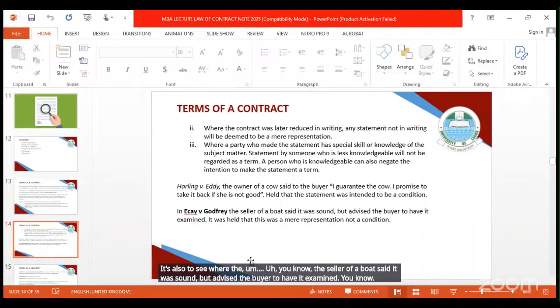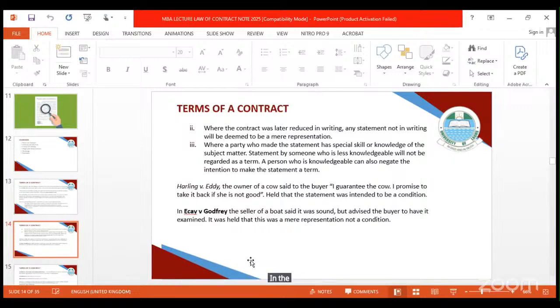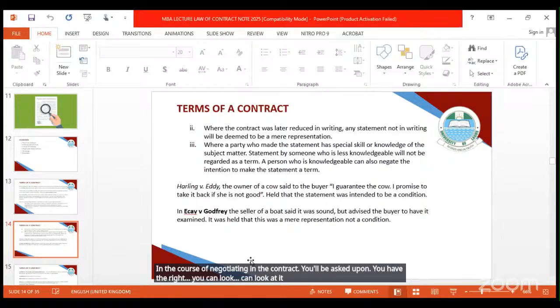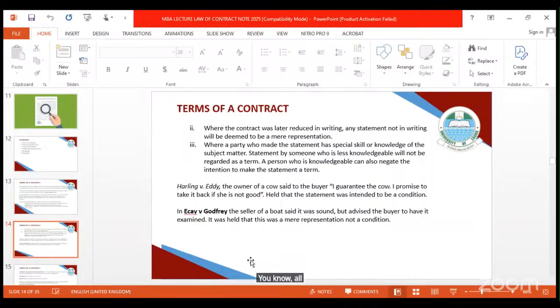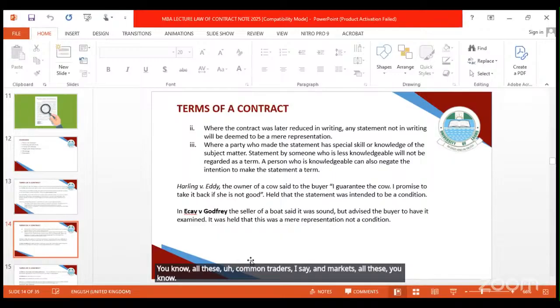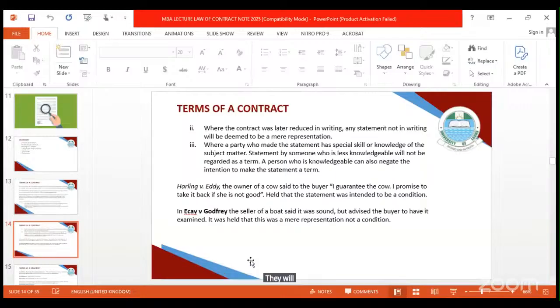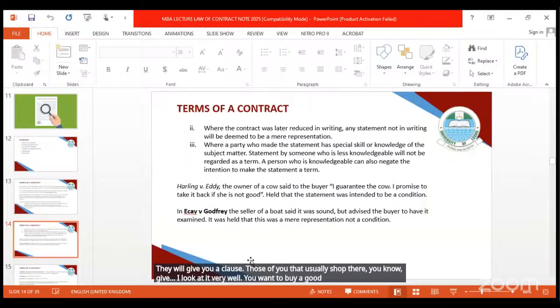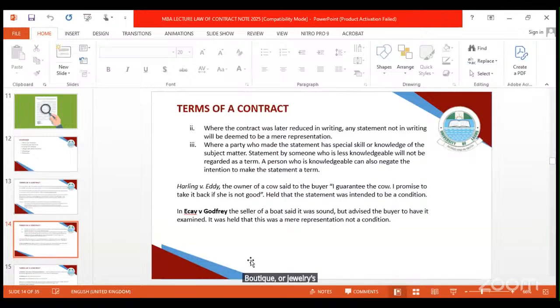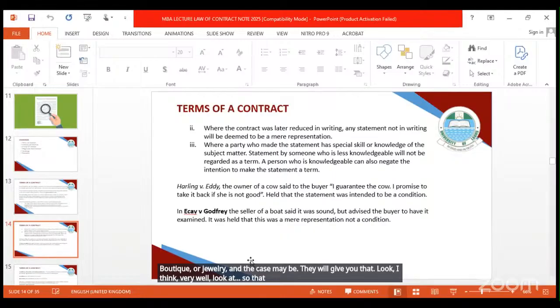There are several occasions where, in the course of negotiating a contract, you'll be told, "You have the right. You can look at it. Even check it very well." You know, all these common traders at the market, the clothing market and all of those things. You go to Balogun market, they will say, "Look at it very well." You want to buy a gold watch or whatever from boutiques or jewelers, maybe they will tell you, "Look at it very well," so that you examine it. Those options are there.